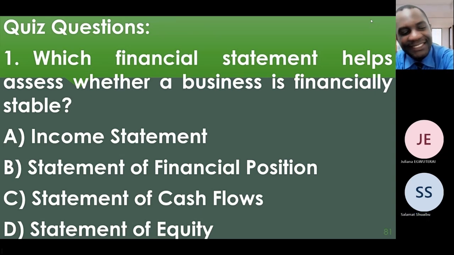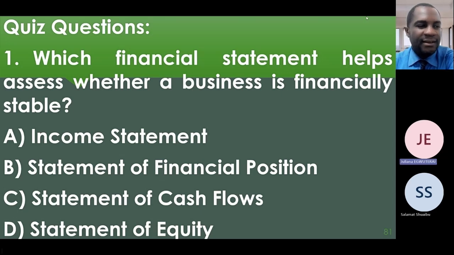When we are looking at the answers, we'll see where we made mistakes, why one is correct and why another is not correct. All right, so let's go. Number 1, which financial statement helps assess whether a business is financially stable? This one is simple now. A, income statement. B, statement of financial position. C, statement of cash flow. D, statement of equity.